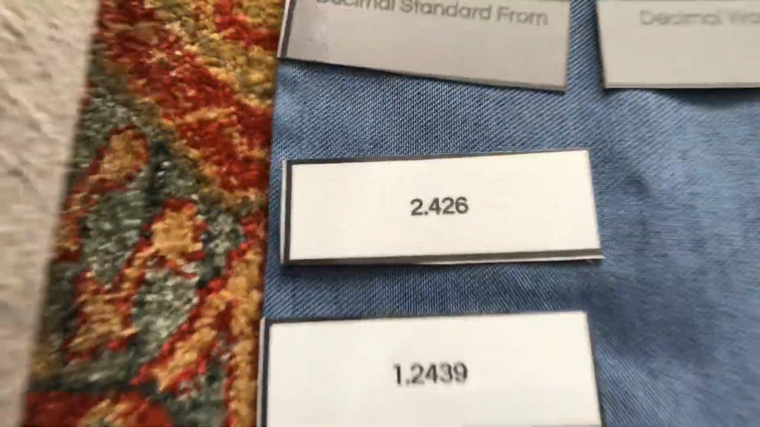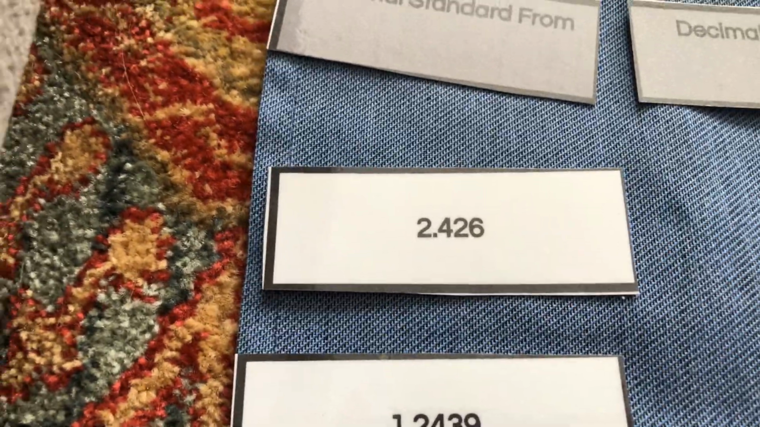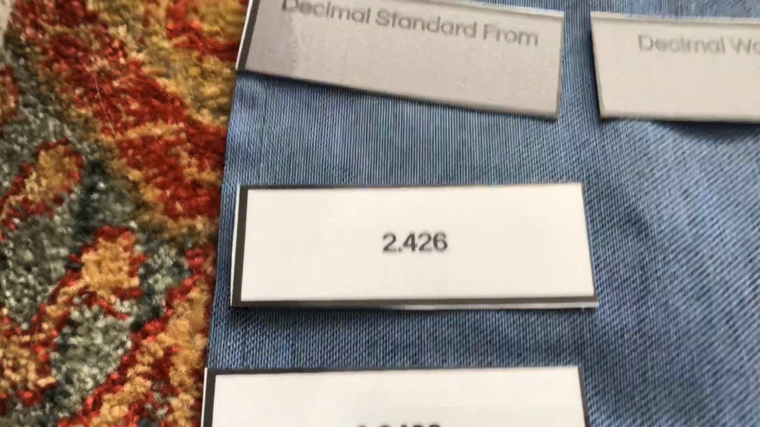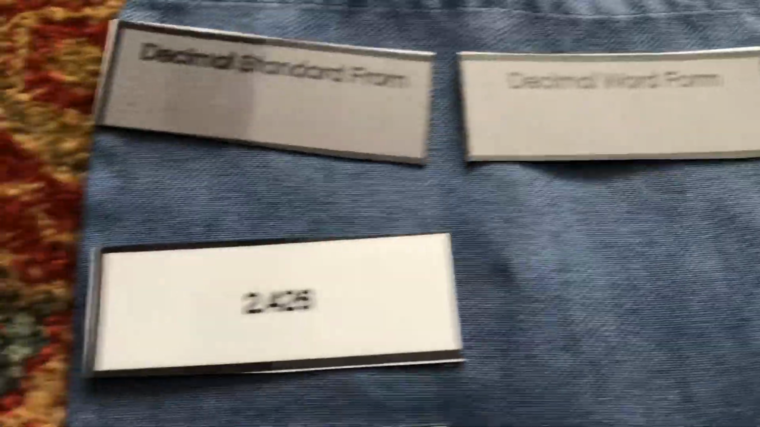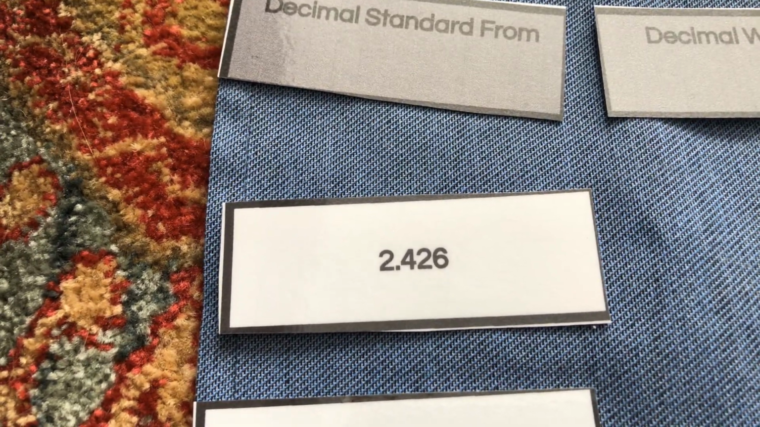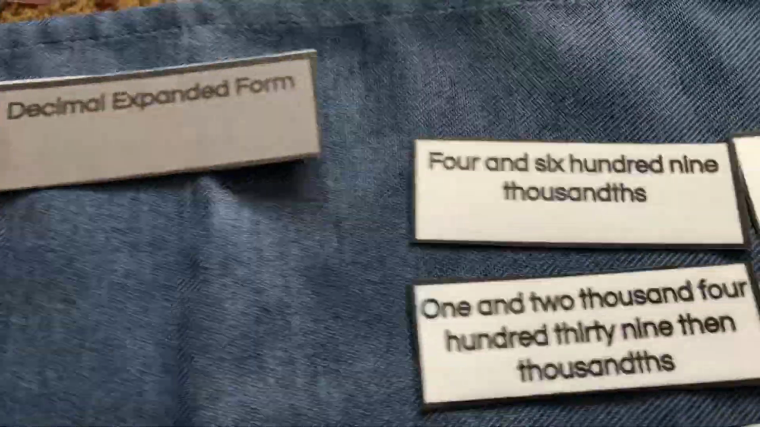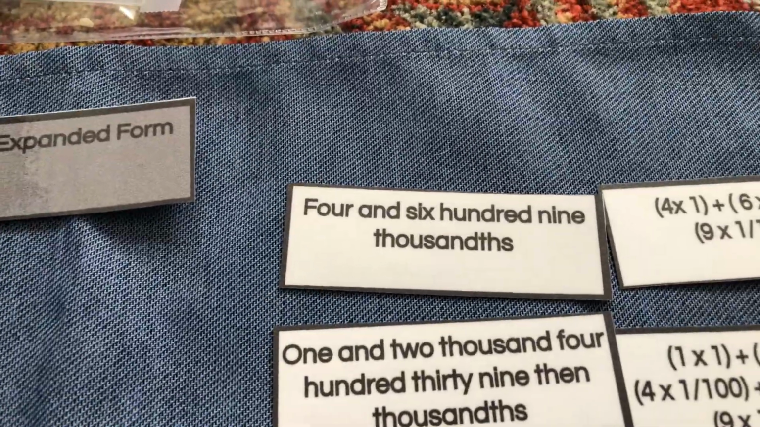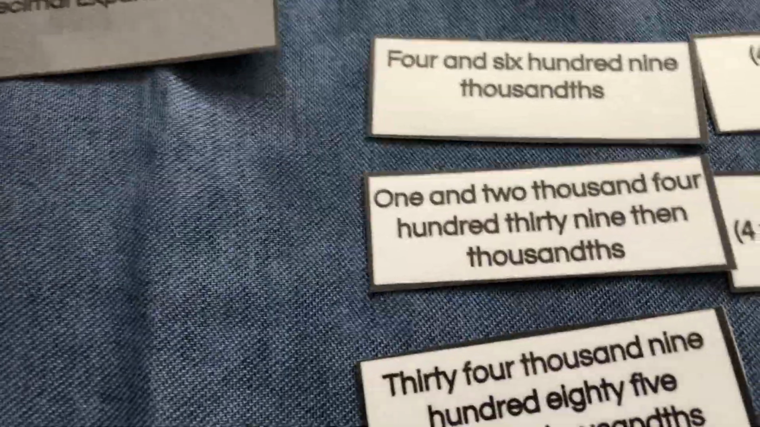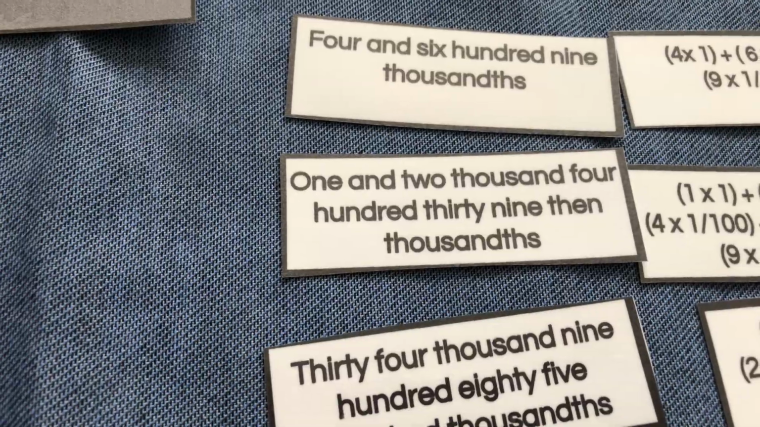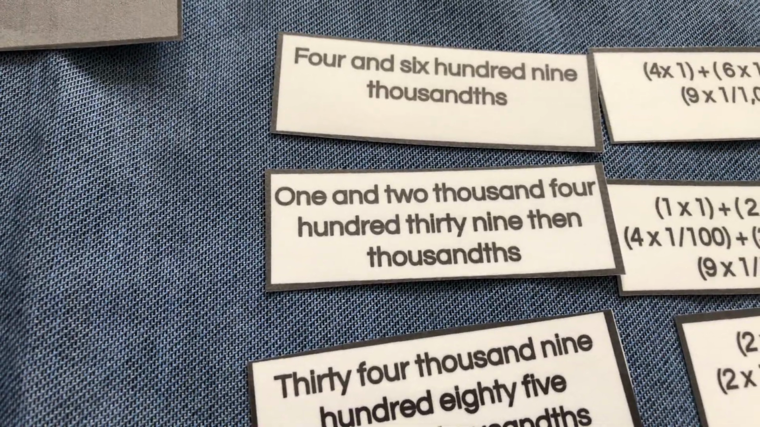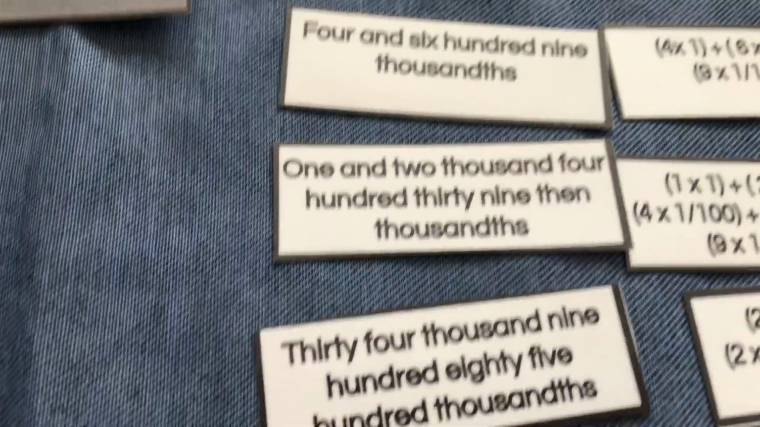So if you look at this first one, this is the standard form or the numerical form. This says 2.426. So we're going to try and find the word form there. So if I read that number, it should be 2 and 426 thousandths. So then I go to my word forms. That's 4 and 609 thousandths. 1 and 2,439 thousandths.